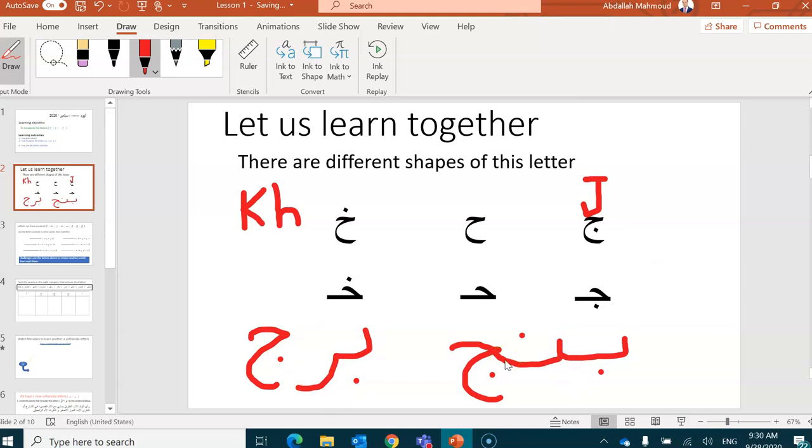Okay, I just gave you an example on ja. Follow the same on ha and kha. Remember the sounds again? Ja, ha, kha. I hope this is clear.